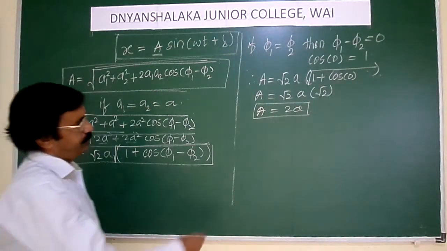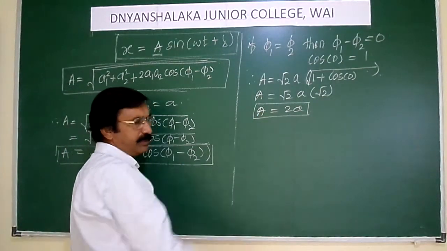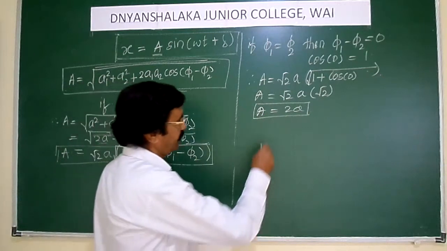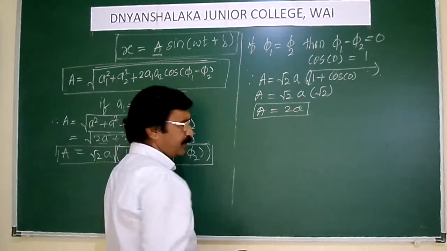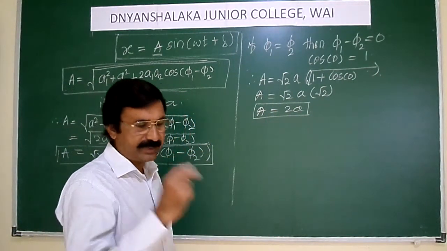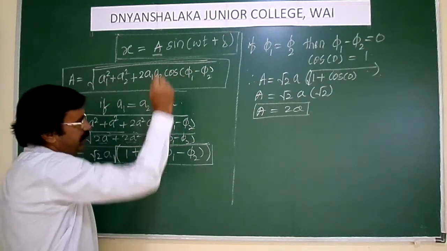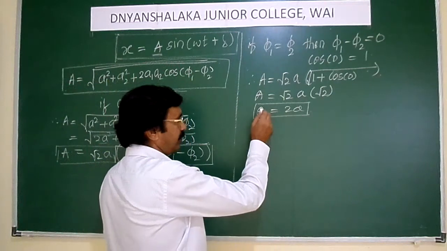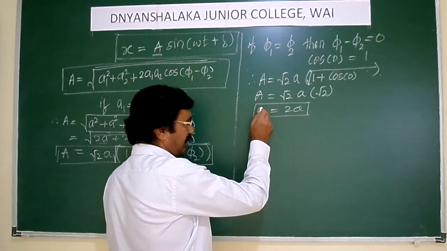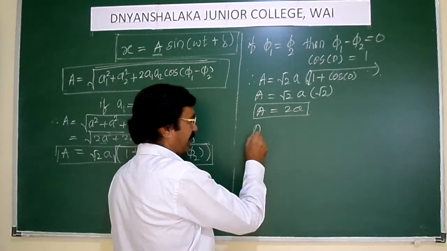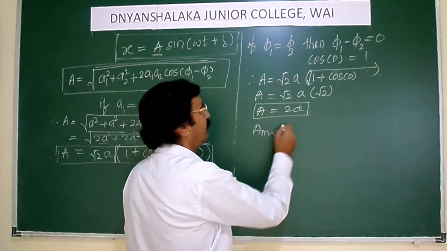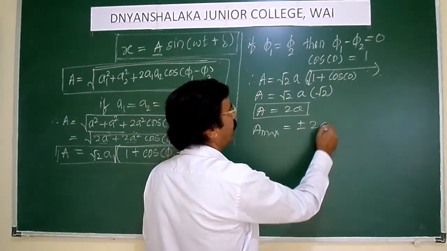So this becomes a maximum amplitude. So for composition of two SHMs having same amplitude and same initial phases, the resultant of the amplitude A max will be plus or minus twice A.